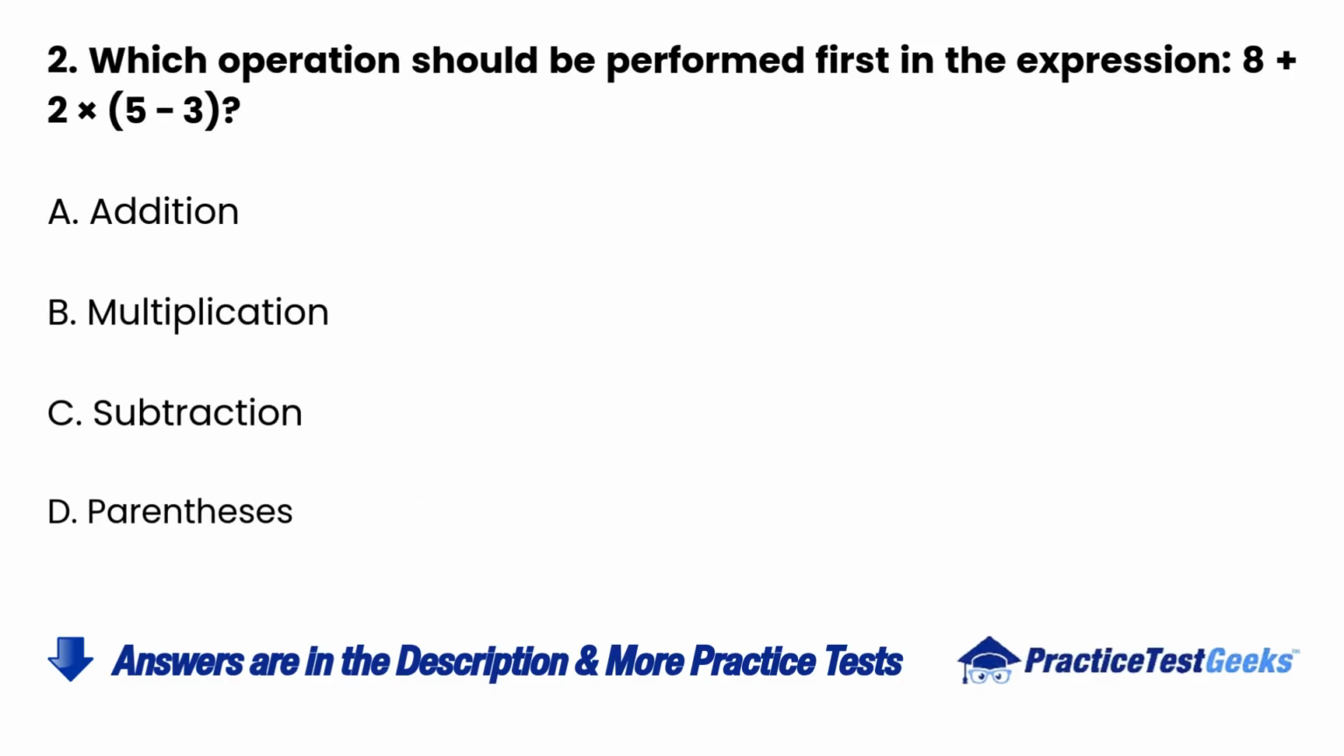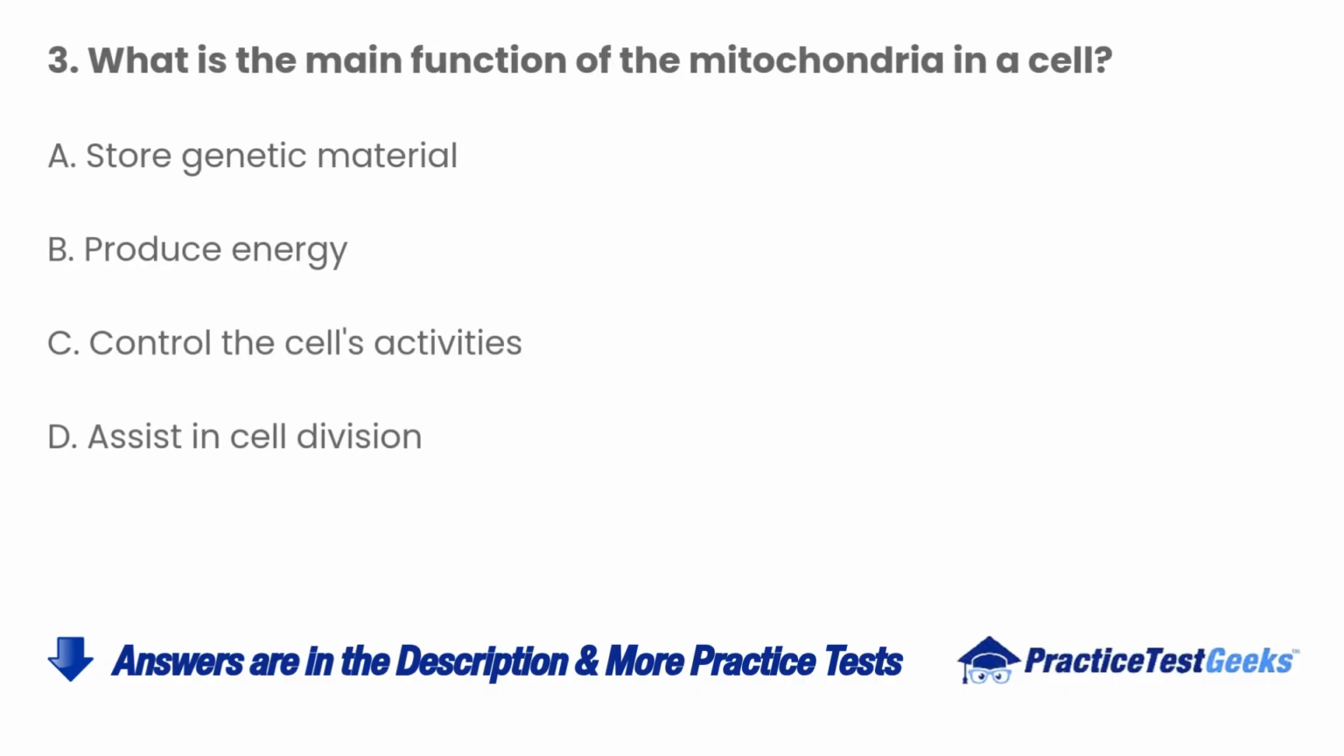2. Which operation should be performed first in the expression 8 plus 2 times parenthesis 5 minus 3? A. Addition. B. Multiplication. C. Subtraction. D. Parentheses. 3. What is the main function of the mitochondria in a cell?